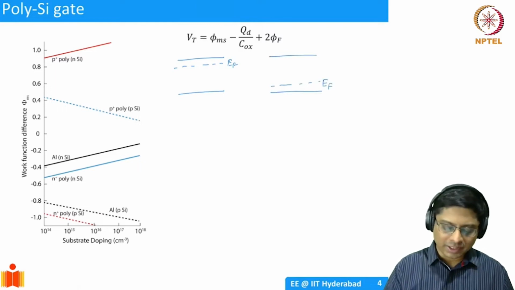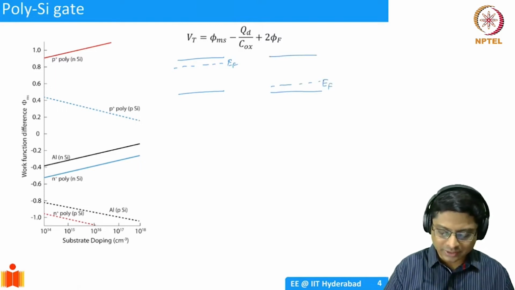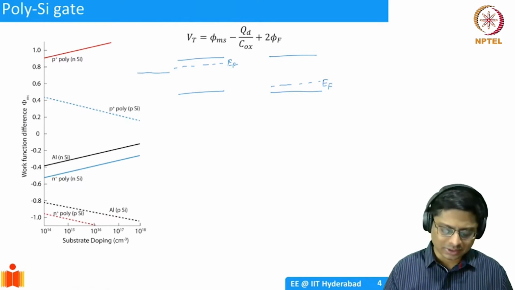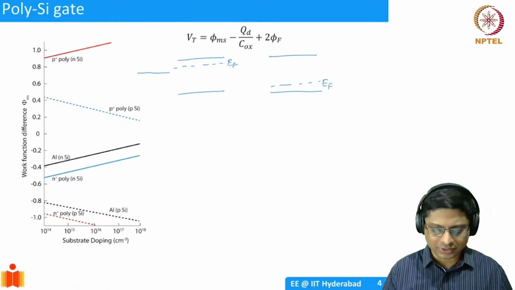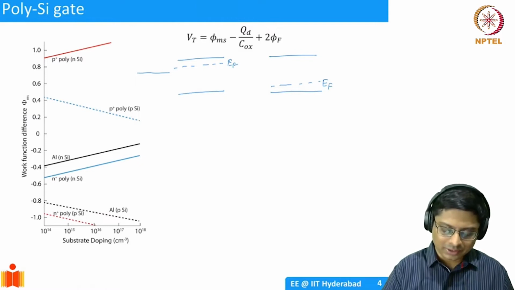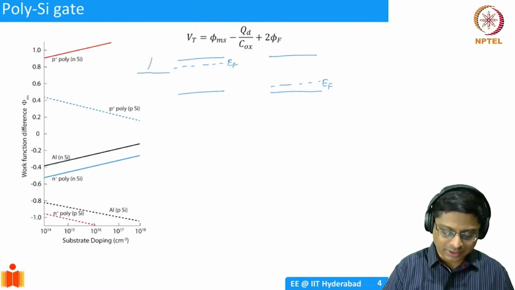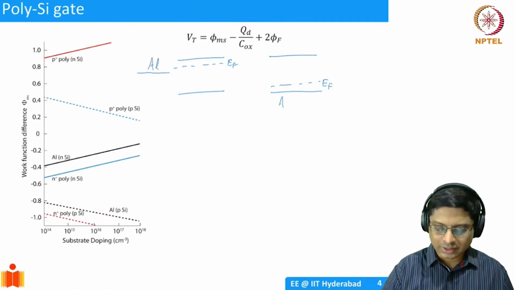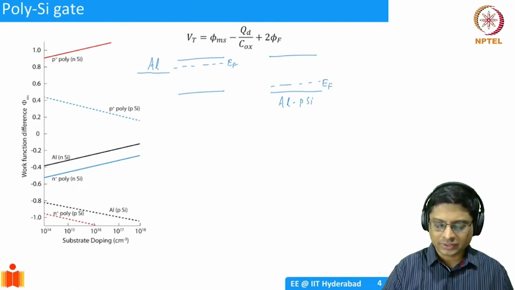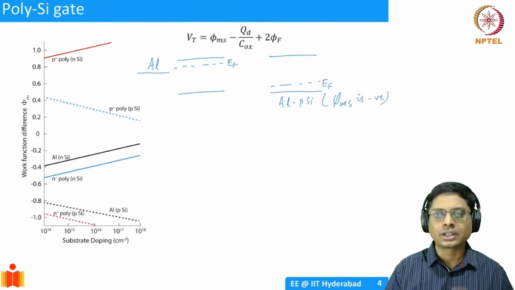Okay. The metal work function is going to be, let's assume, somewhere here. Aluminum is about 4.35 or so. So the metal work function is here. For all the semiconductor dopings, if you look at aluminum and P-type silicon, the work function difference phi ms is always negative.